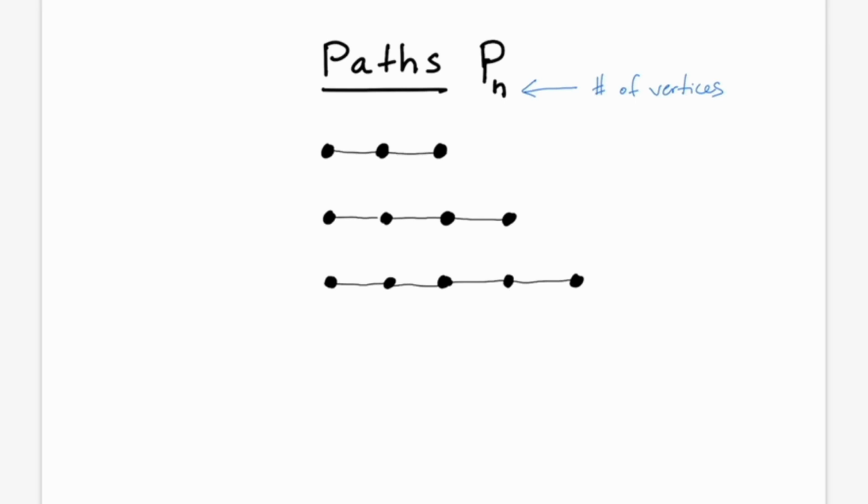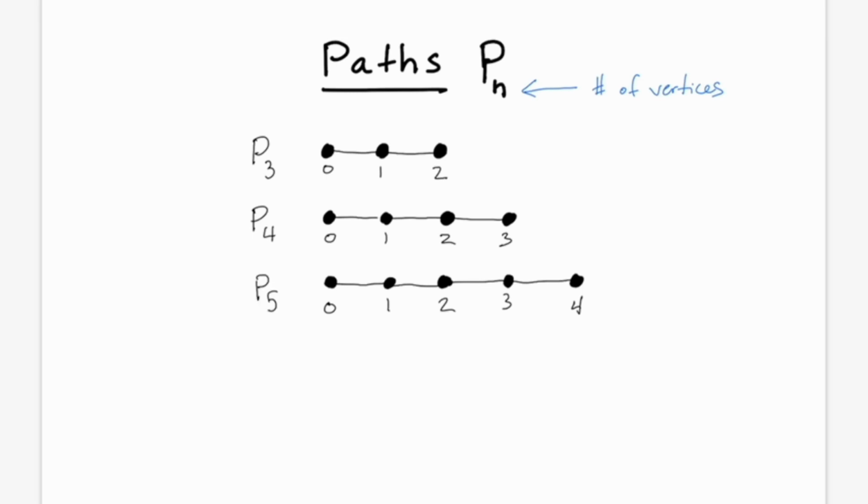We can sort of standardize paths by agreeing to visualize them as a straight horizontal line. And we can label the vertices, or nodes, starting with 0 up to n-1, beginning with the leftmost node. Using the P sub n notation, we can also give each of these paths a name. For example, the first one is P3, the second one is P4, and the third one is P5.